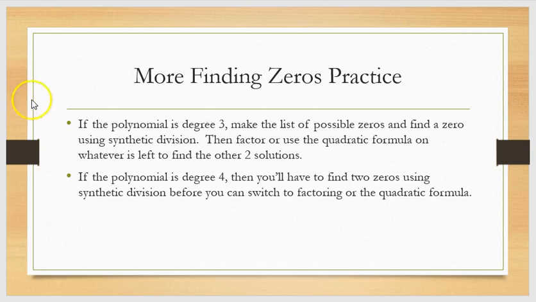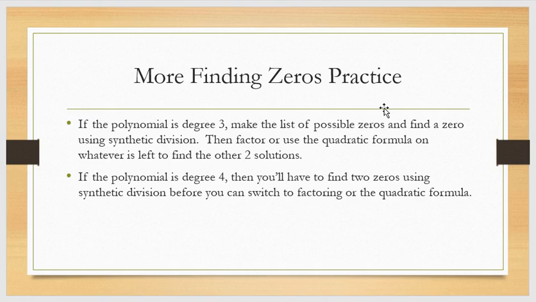We're going to look at an example of a polynomial with a degree of 3 and a polynomial with a degree of 4. As a reminder, the degree is just the biggest exponent you see on the variable. So if the biggest thing you see is an x cubed, that's what this first bullet's about. If the biggest exponent you see is an x to the 4th power, then we'll be using this second bullet. We're still going to make our list of possible zeros, and then test numbers from that list using synthetic division until we get one that works.